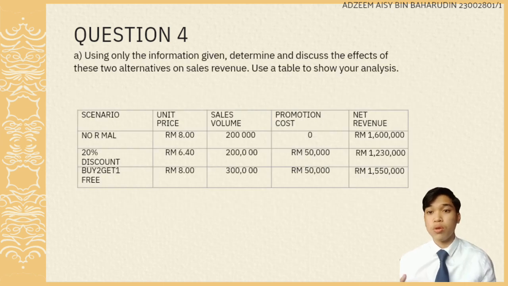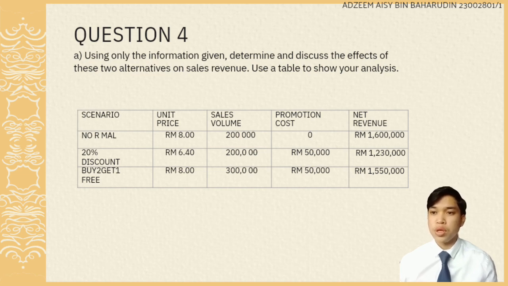Question 4A. Using only the information given, determine and discuss the effect of the two alternatives on sale revenue. Based on the two scenarios, for scenario 1, which is the 20% discount, the unit price we got is 6.4 ringgit. The sale volume is still the same, which is 200,000 units. The promotion cost is 50,000 ringgit, and the net revenue, as we calculate, we got 1,230,000 ringgit.